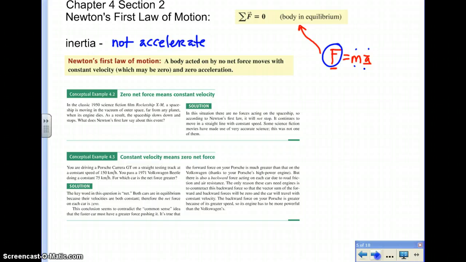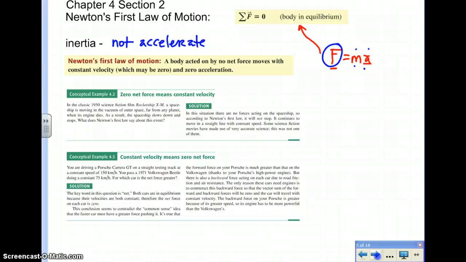In the classic 1950s science fiction film Rocketship X-M, a spaceship is moving in the vacuum of outer space far from any planet when its engine dies. As a result, the spaceship slows down and stops. Newton's first law says this shouldn't happen. It should keep moving because there are no forces, or no significant forces, that can stop it.